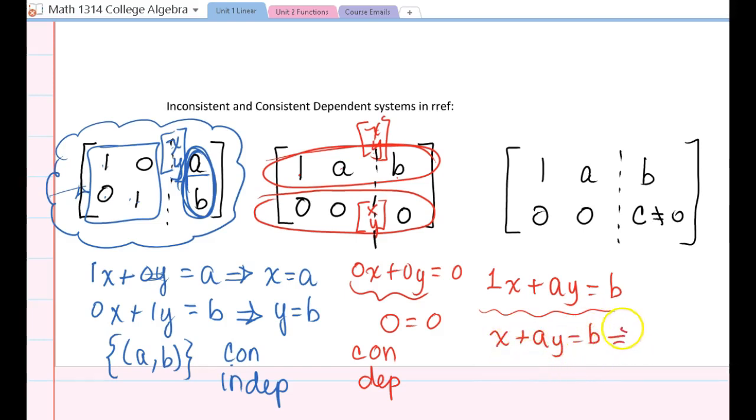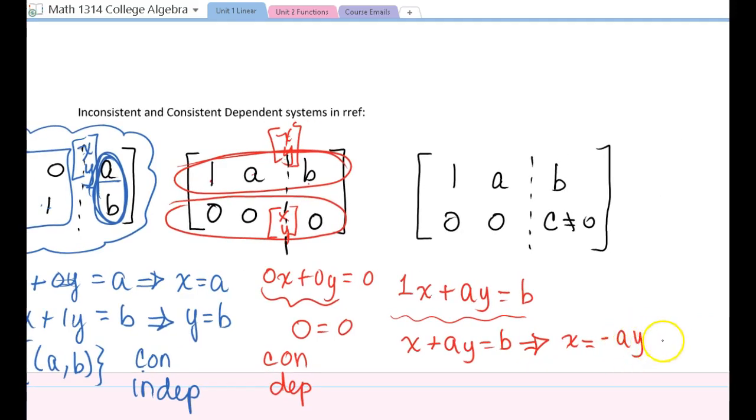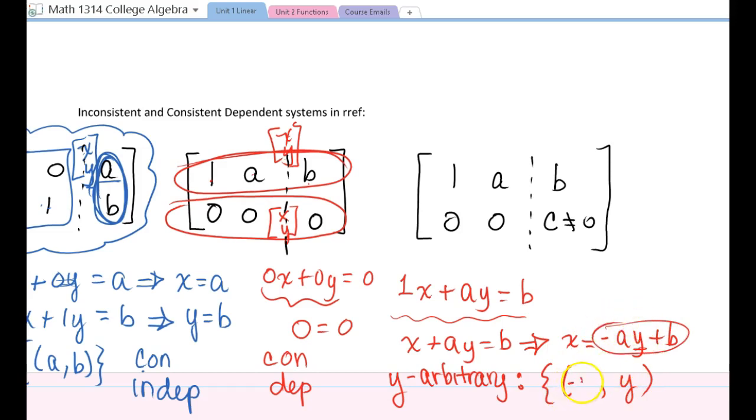Because I can quickly solve for x, I'm going to have x is equal to negative ay plus b. So after I solved for x, I can see that it's dependent on y. So I'm going to have y arbitrary, and then instead of putting x, I'm going to put this expression, negative ay plus b, for our x value. So this is y arbitrary.